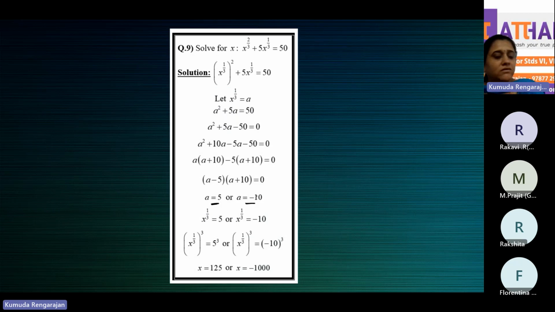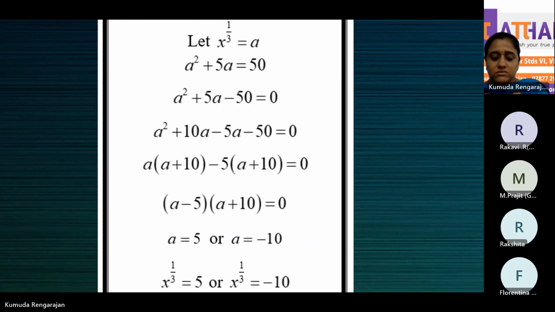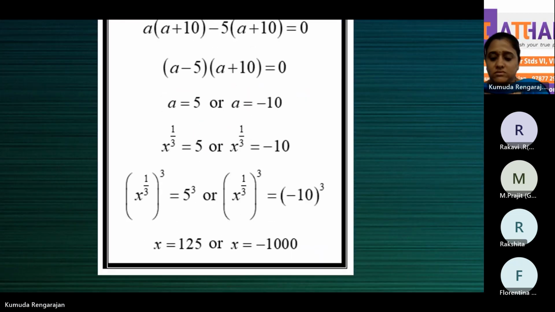Is that fine? Okay. Now who's a? A is x to the power 1 by 3. So if a is 5, that means x to the power 1 by 3 is 5. Again, a is minus 10 means x to the power 1 by 3 is minus 10. Now, how do you find the values of x?